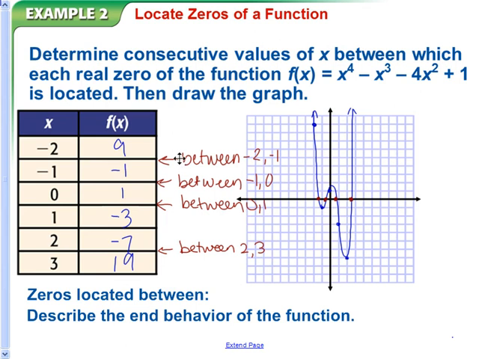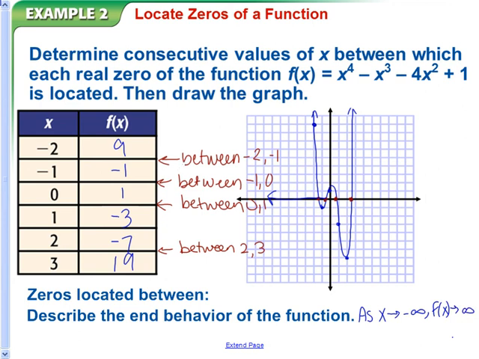Okay, and then the last thing that we need to do is describe the end behavior. Okay, end behavior is looking at what is it doing at the ends of the graph. So as our x's go to -infinity as we go to the left, what's happening to our function? It's going straight up. So we'd say as x goes to -infinity, f of x is going up, so it goes to +infinity.